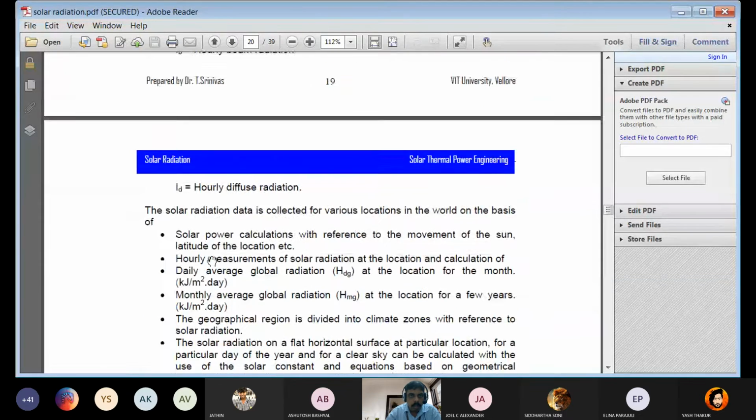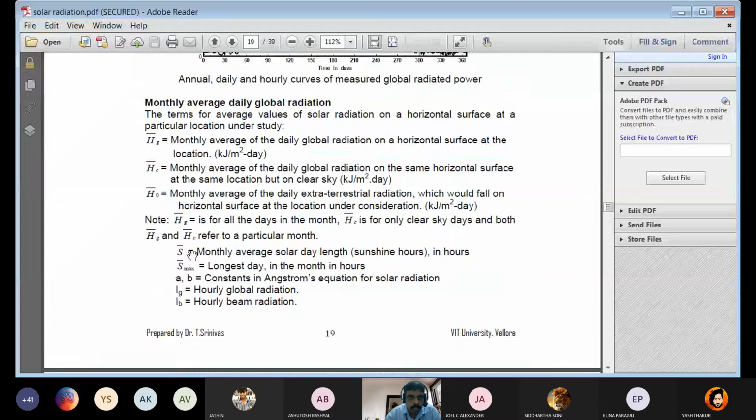Okay, another terminology is S dash and S dash max. What is S dash? Monthly average solar day length. Sunshine day length means sunshine hours: how much time the sun rays are available in a day? So in a day it can be 8 hours, 9 hours, 7 hours, it depends on the locality and also the season, right?